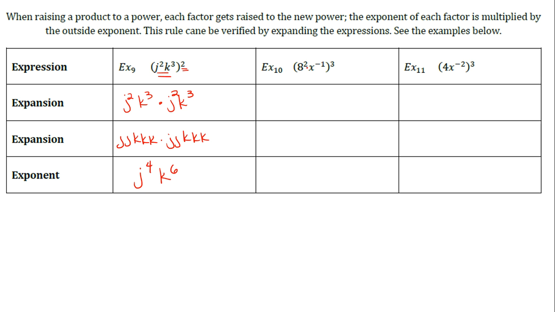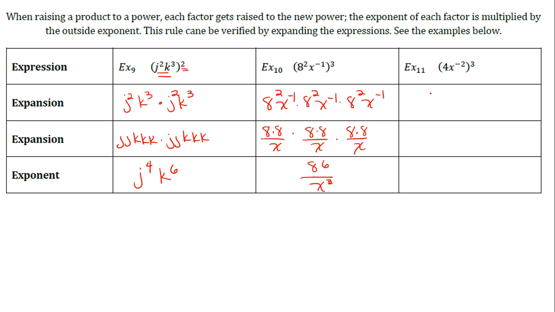Number 10, we have three 8 squared over x, raised to the negative 1. Okay, now we're going to expand each of these. So we have 8 times 8 over x, 8 times 8 over x, and 8 times 8 over x. So altogether, we have 8 to the 6th power over x to the third.